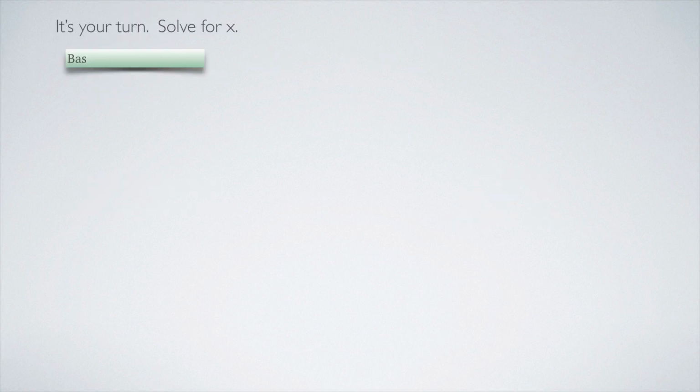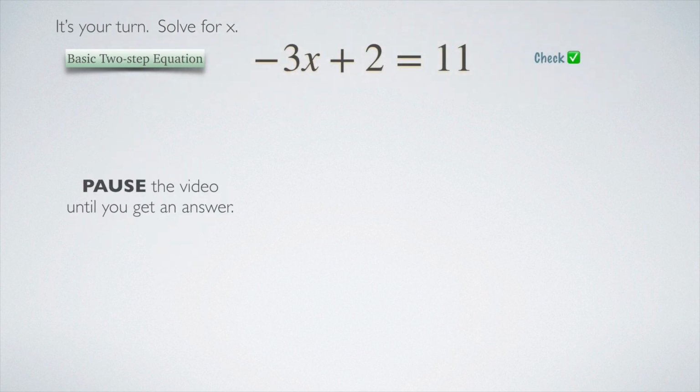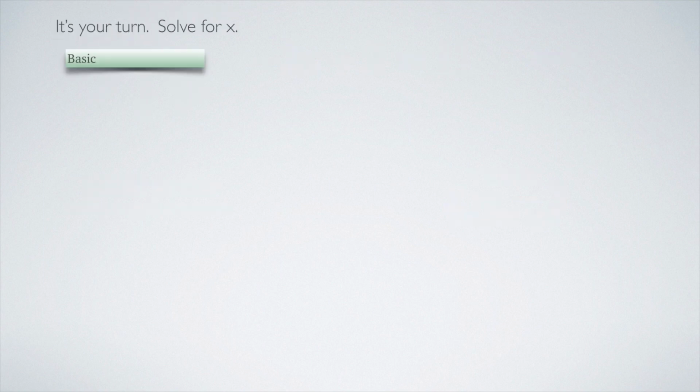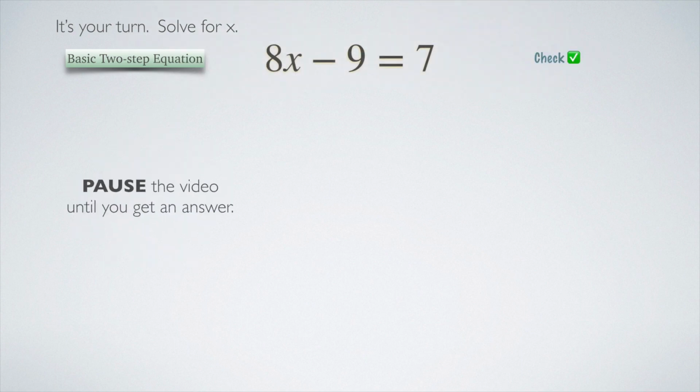Let's try another one. Same thing. Pause the video, solve it, and then the answer will be on the screen shortly. Here, if you got negative 3, you got it right. Couple more. Two simple steps. Isolate that x. The answer is coming now. Should have gotten 2 this time.